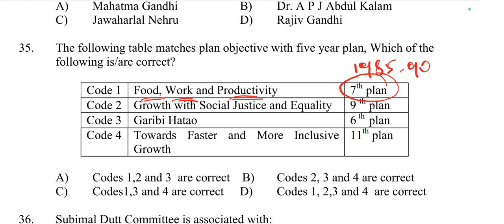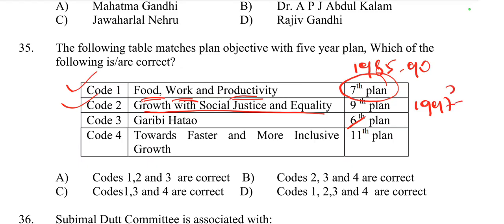Then in the 9th plan, the objective was growth with justice, social justice and equality. Yes, this is also correct. In the 9th plan, growth with social justice and equality was the main objective. The 9th plan time period was 1997 to 2002.